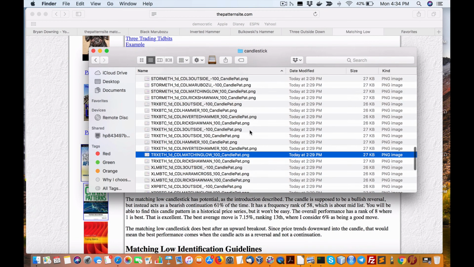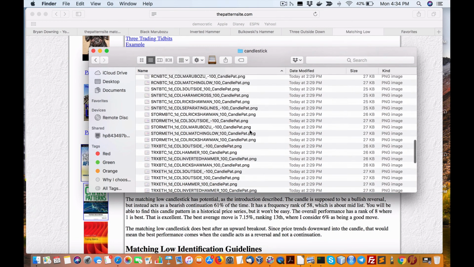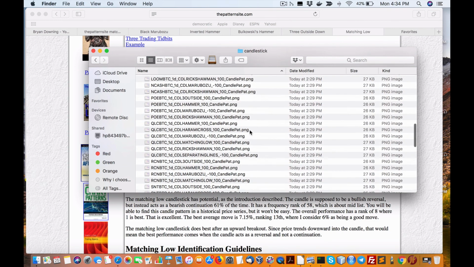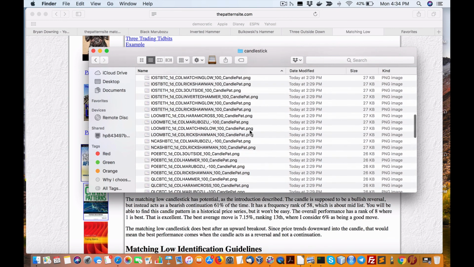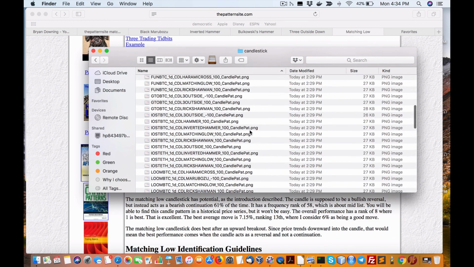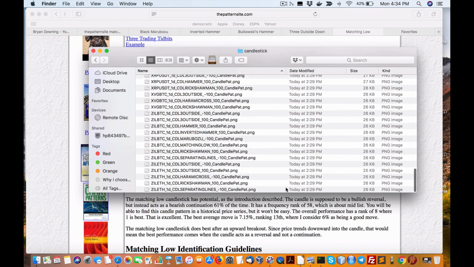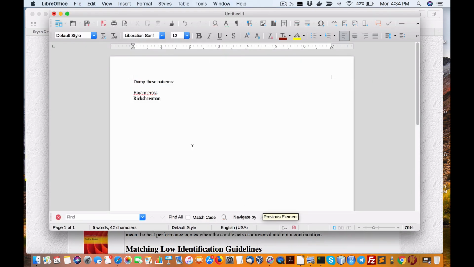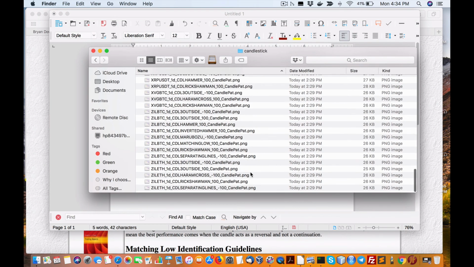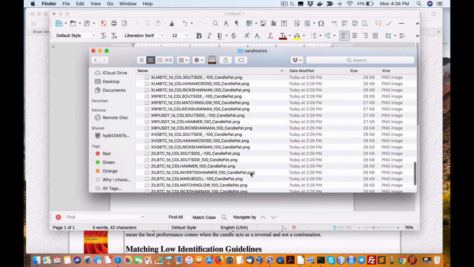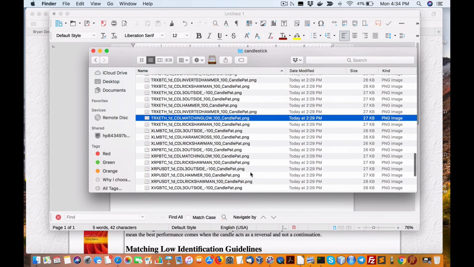Inverted hammer, Rickshaw Man, Marubozu, Harami. So, looking for anything else that might be usable. So what we're getting rid of out of this batch is the Rickshaw Man and the Harami cross. The other ones I'll keep. And see how they do.